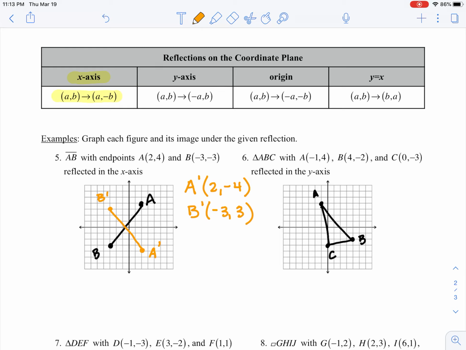see that A and A prime will sit on top of each other. B and B prime will also sit on top of each other.